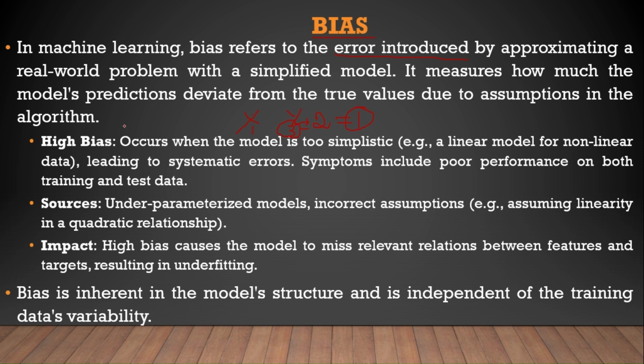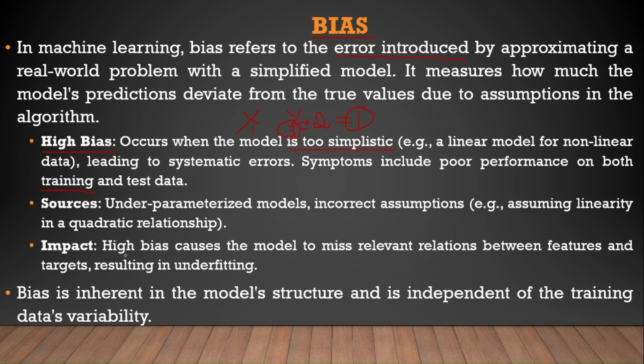So here we are going for high bias. High bias occurs when the model is too simplistic, such as a linear model for nonlinear data sets, which leads to systematic errors. The symptoms include poor performance on both training and testing. While training and testing, high bias will occur when the model is too simple. The source is underparameterized models and incorrect assumptions, that is, assuming linearity in a quadratic relationship.